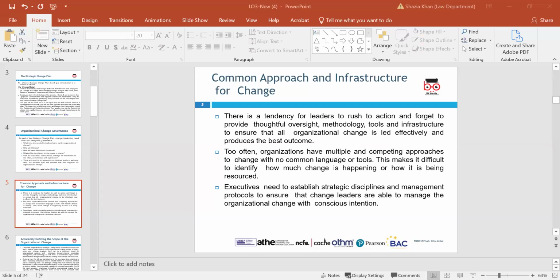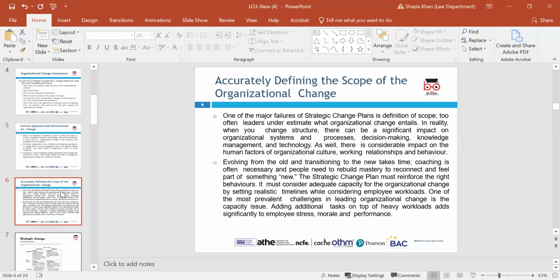Too often organizations have multiple and competing approaches to change with no language or tools, and this makes it difficult to identify how much change is happening and how it is resourced. Executives need to establish strategic disciplines to make sure that leaders manage this kind of change. If change is coming about, it needs to be made sure that it comes about properly, and that everyone is following that change.